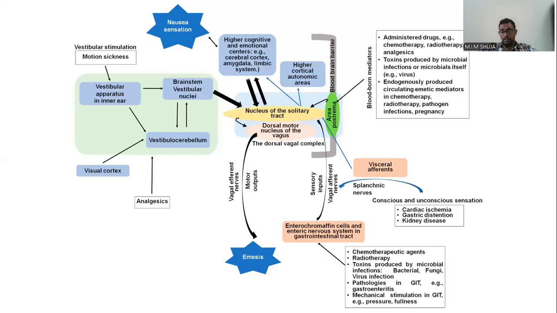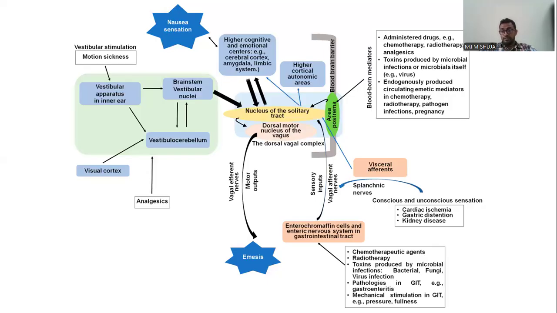Another important area is the chemoreceptor trigger zone, which is located in the area postrema. This area is special because it can detect chemicals in the blood and cerebrospinal fluid. It is sensitive to drugs, toxins, metabolic disturbances, pregnancy-related hormones, infection, and chemotherapy agents. Once stimulated, it activates the vomiting center in the medulla.